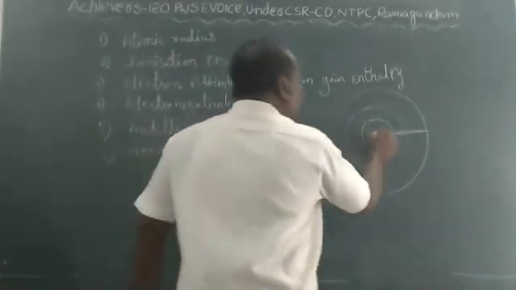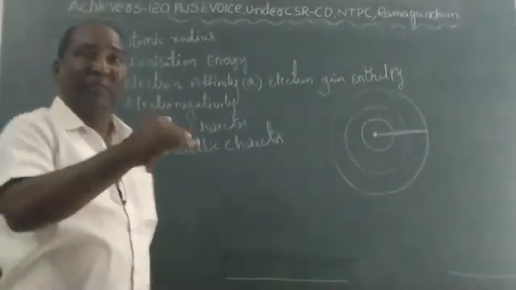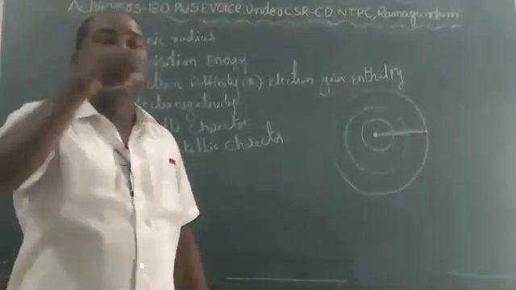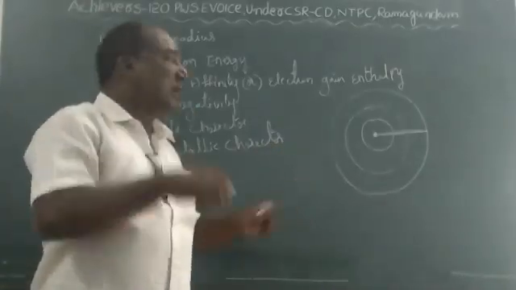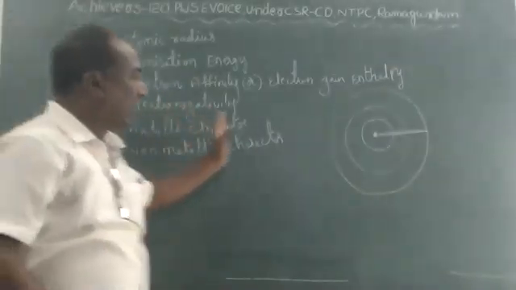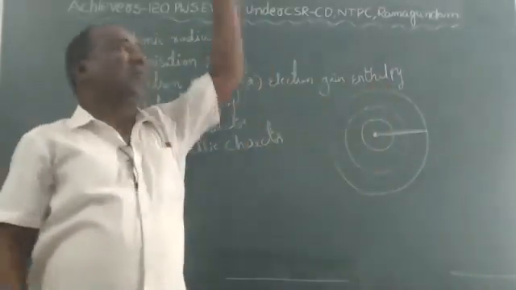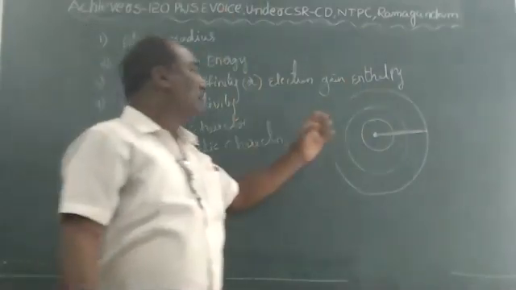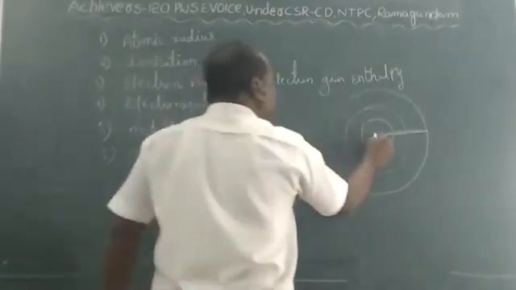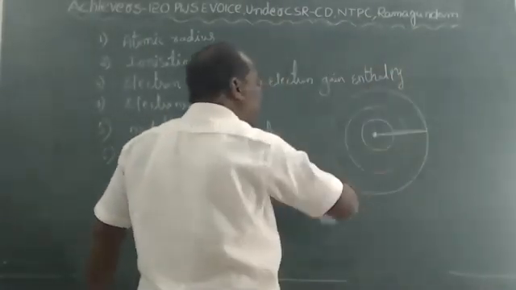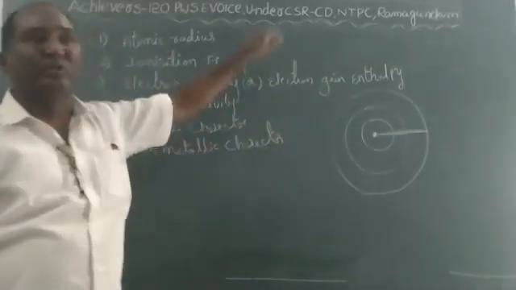So, atomic radius in a period from left to right decreases. In a group from top to bottom, it increases. As we move from left to right in a period in the periodic table, atomic radius decreases. As we move from top to bottom in a group, it increases. Atomic radius means when the shells increase, the radius also increases, children. If the shells increase, the radius also increases.